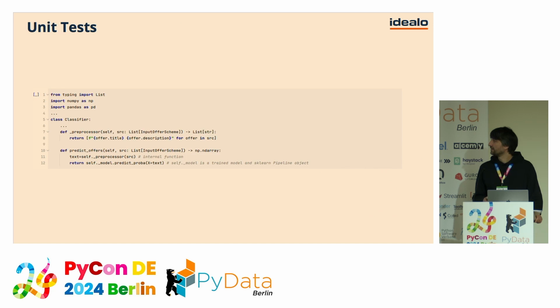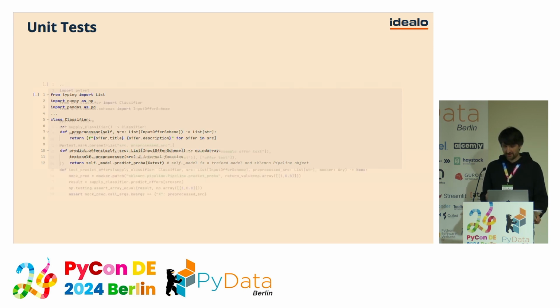I brought you an example of a classifier endpoint implementation, which is very simplified. What we're doing here is that we want to predict a category for an idealo offer. We have an input schema, which is due to our inference services, and we do some pre-processing where we concatenate title and description to a text, and we put this text then into an sklearn model. This can be a support vector machine or whatever you like.